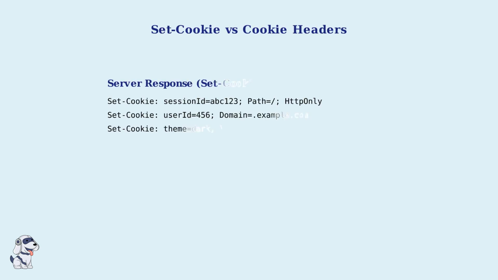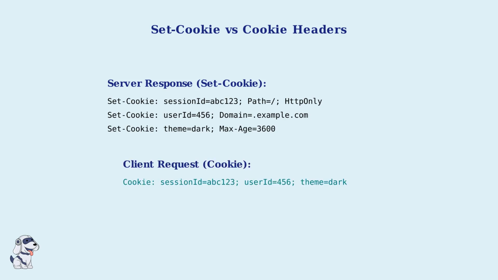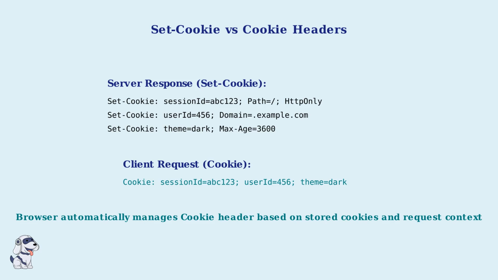Here's a practical example showing the relationship between Set-Cookie headers that create cookies and the Cookie header that sends them back. Notice how the Cookie header only contains the name-value pairs without the additional attributes like Path, Domain, or Expires. The key difference is that the Cookie header strips away all the metadata attributes. The browser uses those attributes internally to decide which cookies to send and when, but the server only receives the essential name-value pairs it needs to identify the client and maintain state.